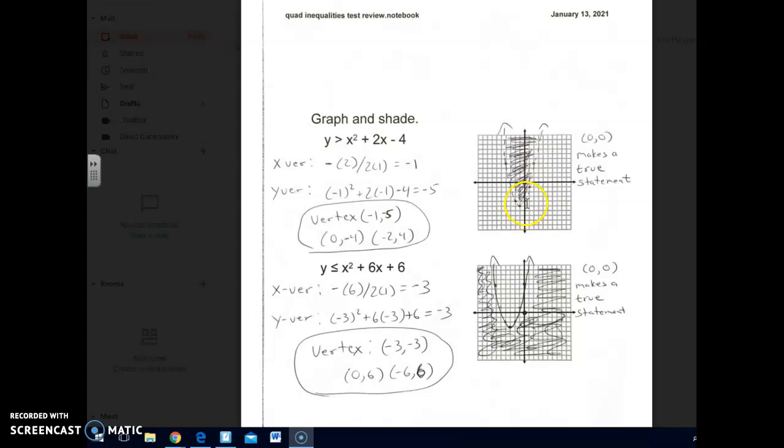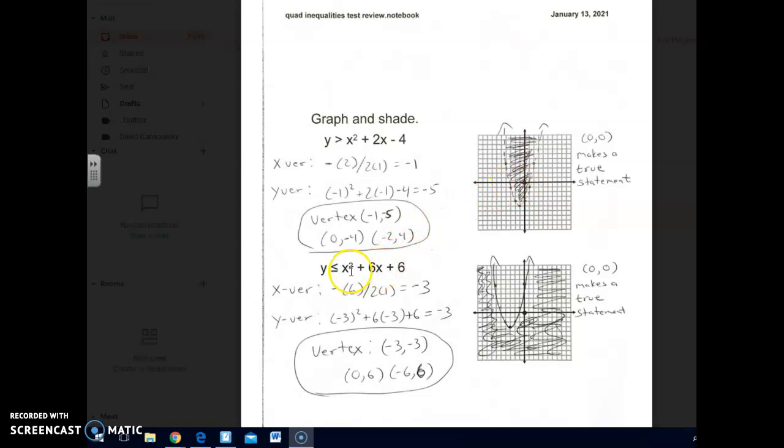Then I use 0, -4. I always want to use my y-intercept as 1. Since I went over 1 this way, I need to go 1 that way. So 1 to the right, therefore 1 to the left to be symmetric, and I get point -2, -4. Since it's greater than, it's a dotted line, and I plug 0, 0 in. 0, 0 creates a true statement. 0 is greater than negative 4, so I shade where the 0, 0 is in the middle.